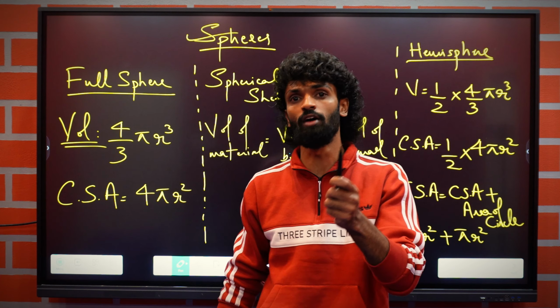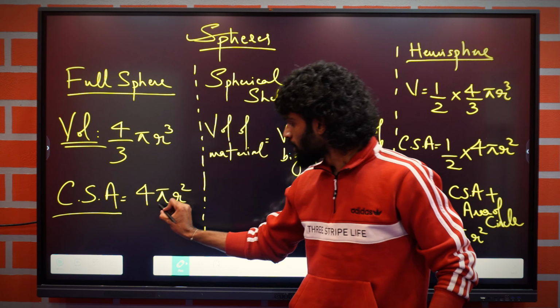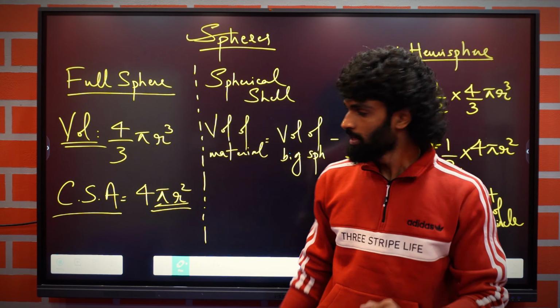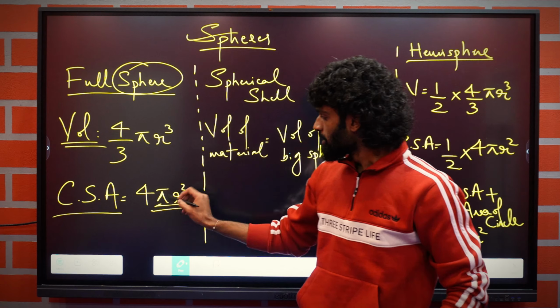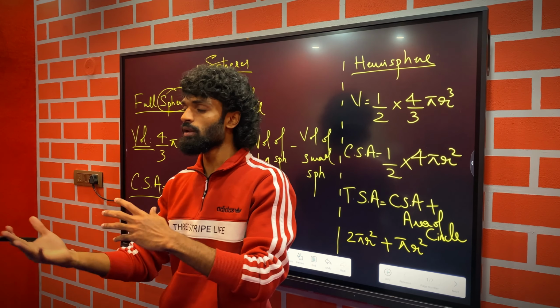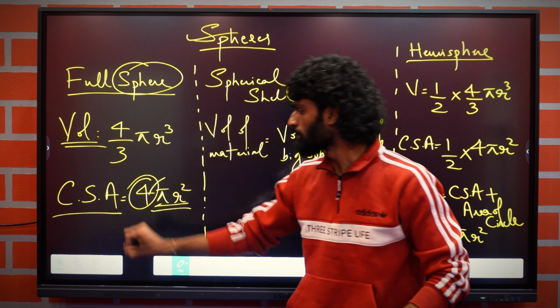CSA's first meaning is curved surface area. I'll tell you how I used to remember. Don't you think pi r square is the area of a circle? Correct. So sphere and circle are 3D and 2D figures. So you write the area of the circle. Again, how many directions is a circle required to convert itself into a sphere? 4 directions. So we multiply the number by 4.